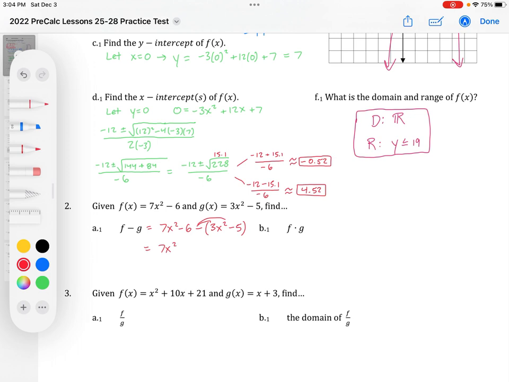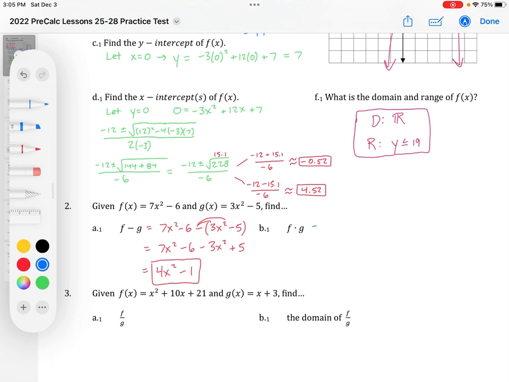So that negative is actually going to distribute into these two terms. And it's going to be 7x squared minus 6 minus 3x squared, and then it's going to turn into plus 5. So then when you combine like terms, 7x squared minus 3x squared is 4x squared, negative 6 plus 5 is minus 1. And then that there is your answer.